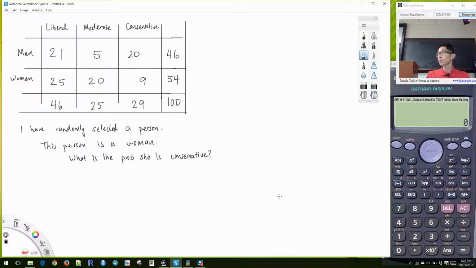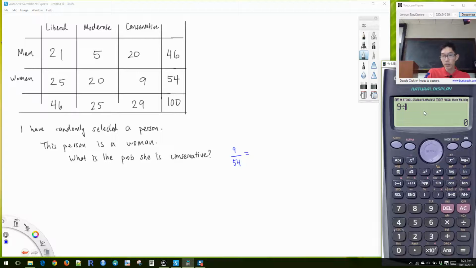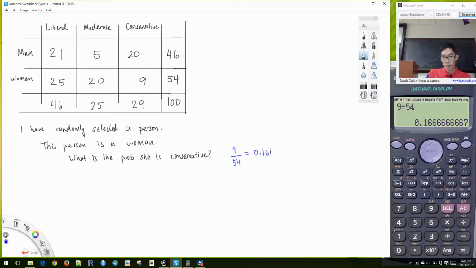Okay, so what is our fraction that we would do here? We do 9 divided by 54, right? Because now that you know that the person is a woman, you know that it has to be one of these 54 people. So we do 9 divided by 54, and indeed we get 0.1667, if we round off to the 4th decimal place.